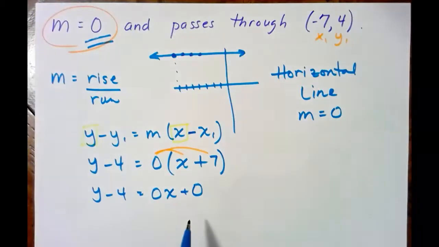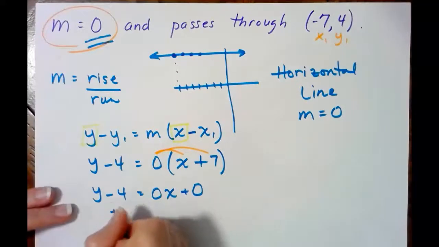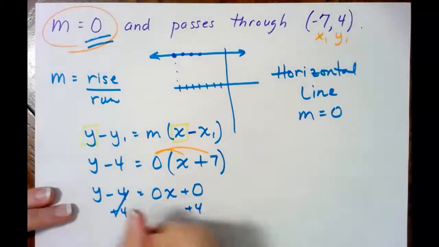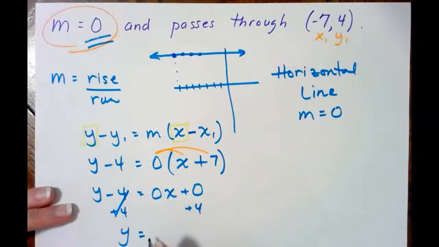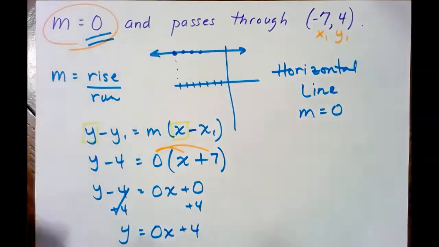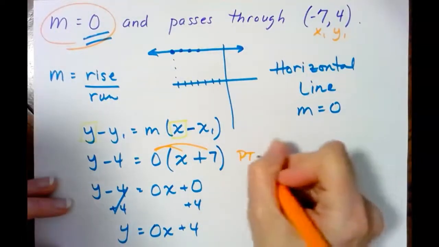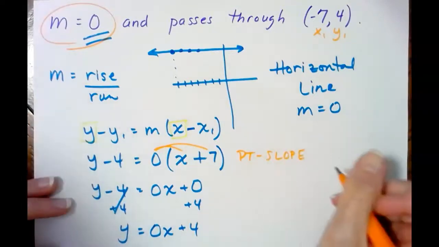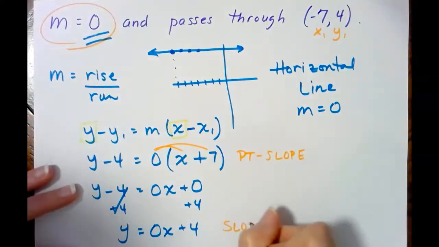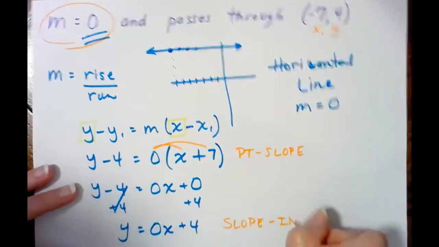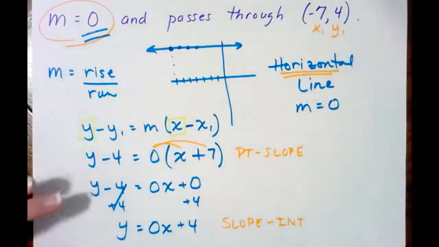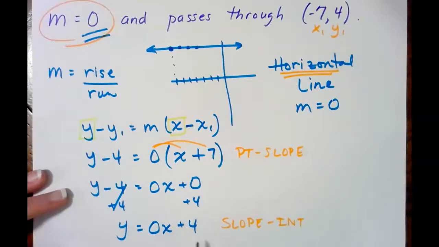Does 0x plus 0 actually have any value? It does not. But if you want to leave the 0x there, that's fine, because it will be in slope-intercept form if we put it there. So look at what we have here. This is the point-slope form of your line, and this is the slope-intercept form of this horizontal line. Notice that the slope is 0 and the y-intercept is 4.